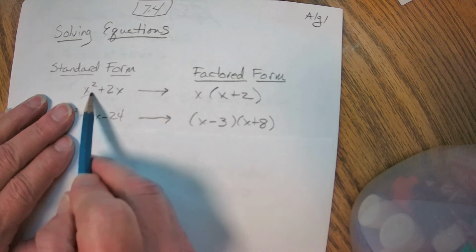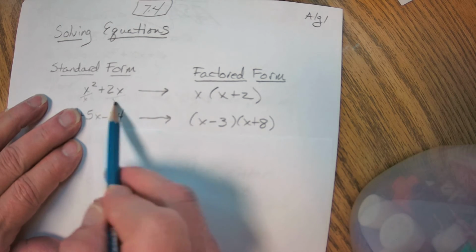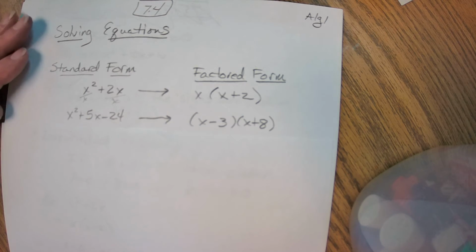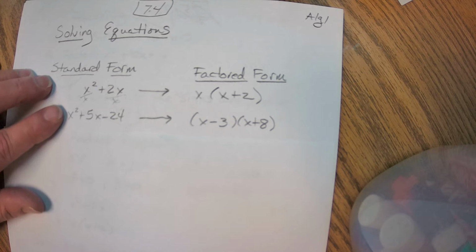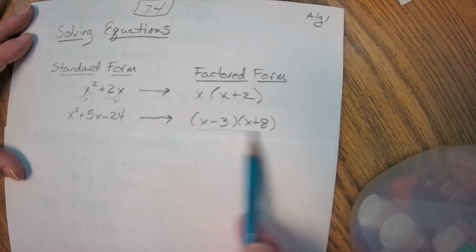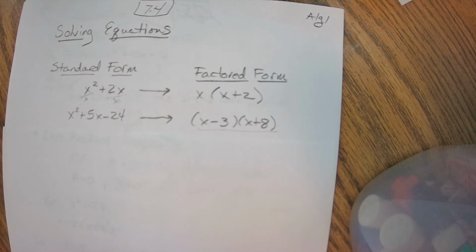In other words, if I divide this by x and this by x, what I have left in parentheses is x plus 2. And then a trinomial, you don't know about this yet because we haven't covered it, that would factor to those two binomials.